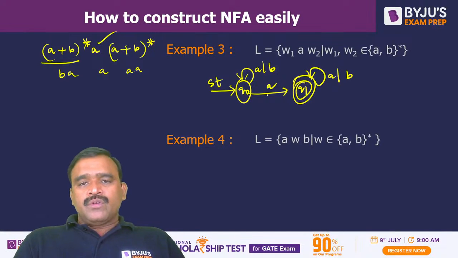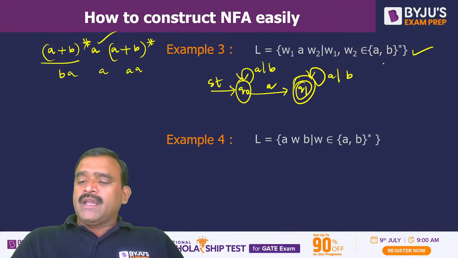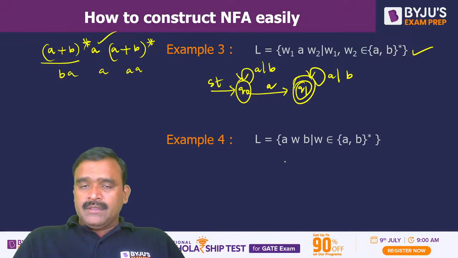So (a+b)*a(a+b)*. It is at least one a. We can say that it is all combinations of a's and b's containing at least one a. Now let us move on to the next example.